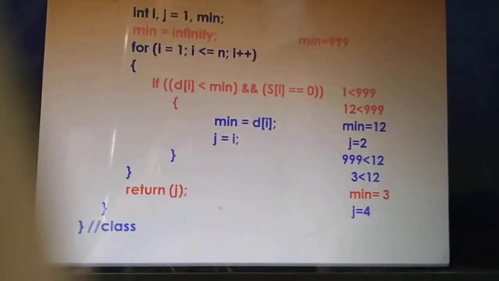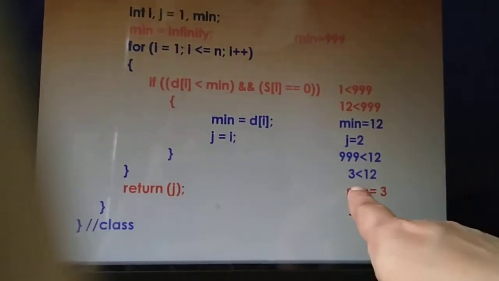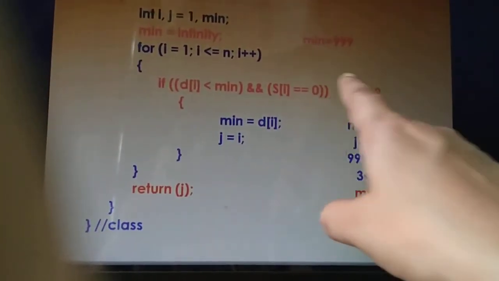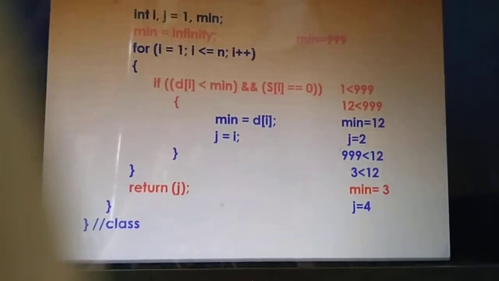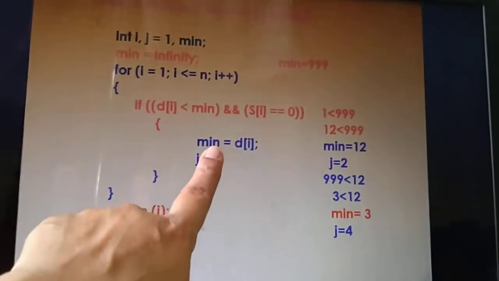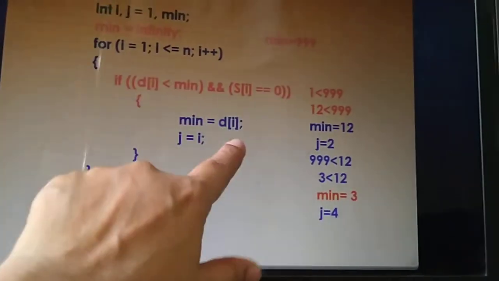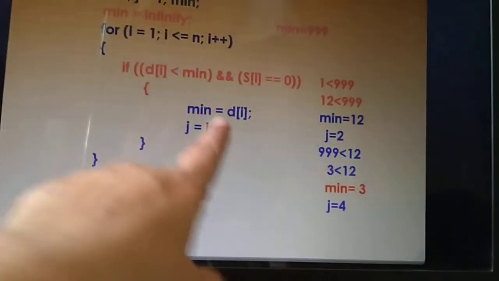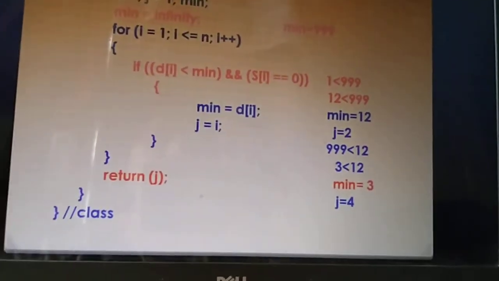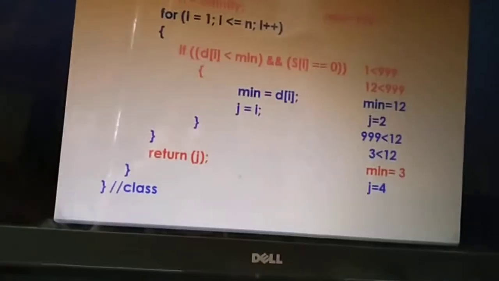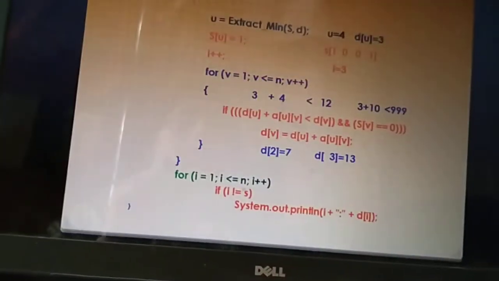Therefore 3 is less than min. Min is 12. And is the fourth vertex unvisited? Yes, it is an unvisited vertex. Therefore min is now 3. d of i is 3, and what is j? The fourth vertex. So return j, so j will be 4, meaning the fourth vertex.